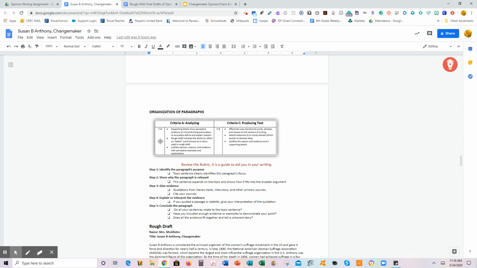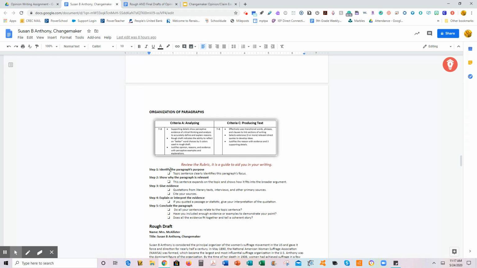Supporting details show perceptive evidence of critical thinking and analysis to define and explain reasons. We're using color to define better word choices. We're justifying opinions and reasons and evidence with perceptive examples and explanations. We have our transitional words and phrases. You have 3 relevant direct quotes in the entire body. So each paragraph needs to have one direct quote and justifies the reason with evidence and 3 supporting details.